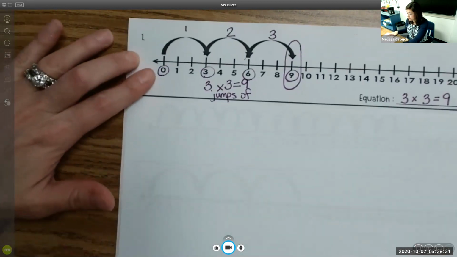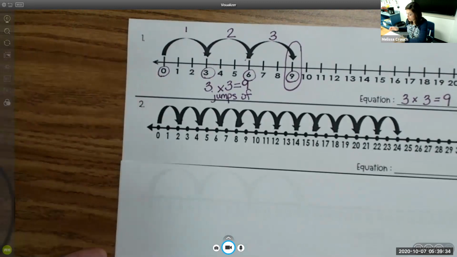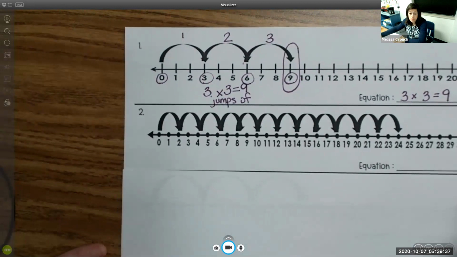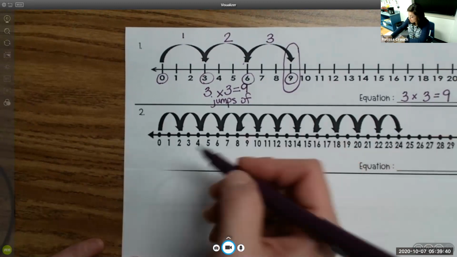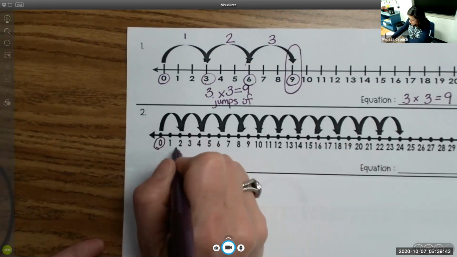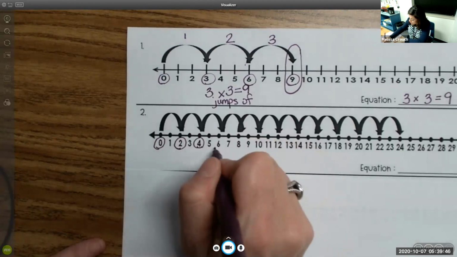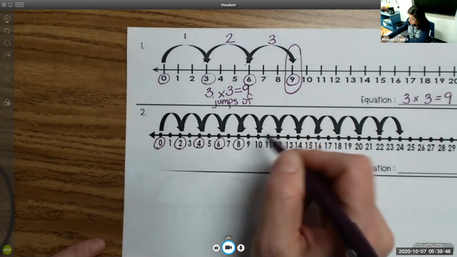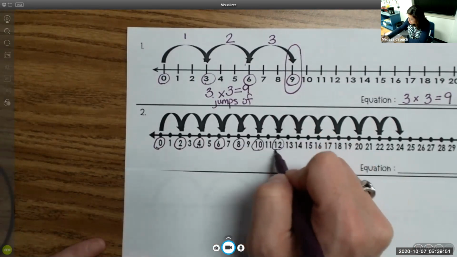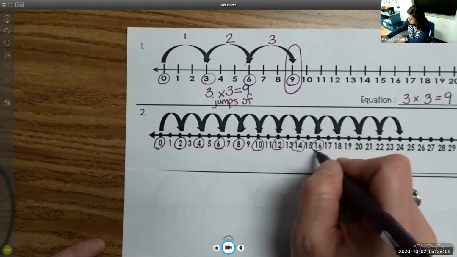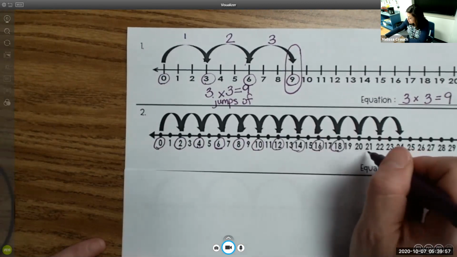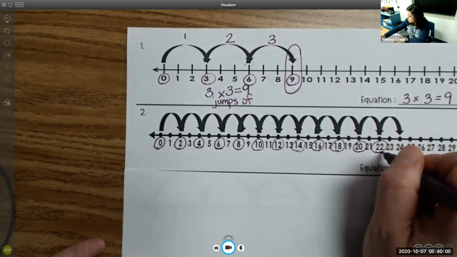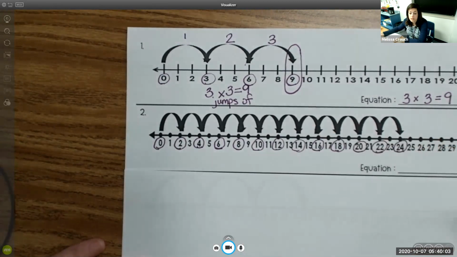Okay, let's look at another one. Okay, so the first thing we do is we figure out what we're counting by. We have 0, 2, 4, 6, 8, 10, 12, 14, 16, 18, 20, 22, 24. So what do you think we're counting by? We're counting by 2s.